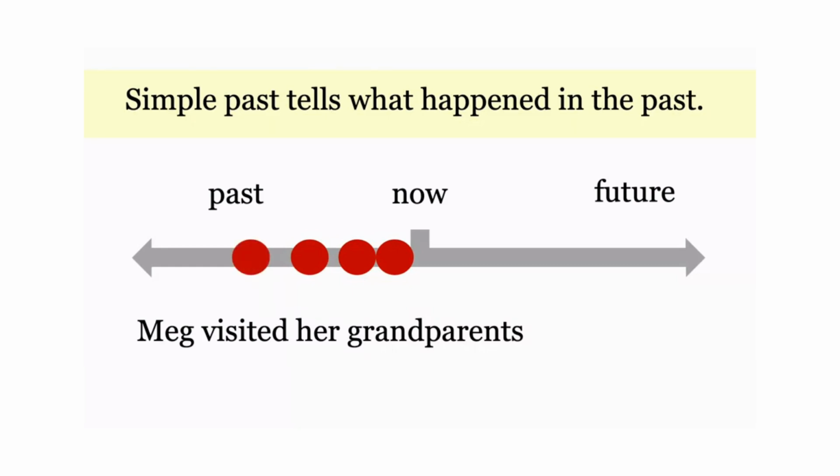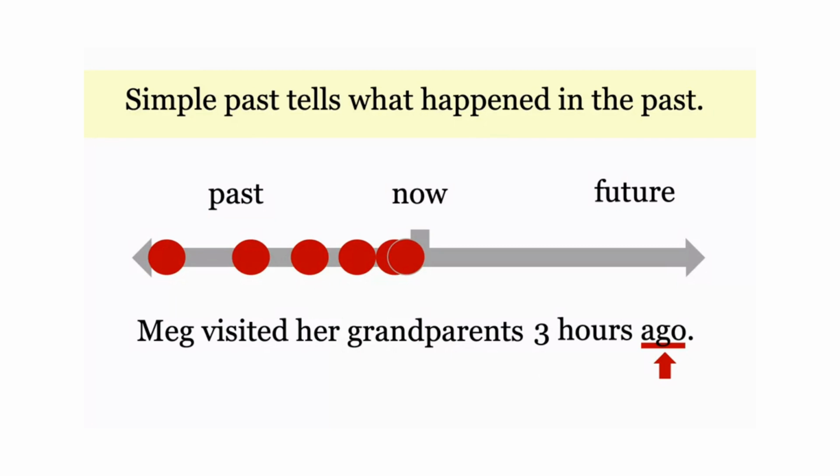This word last is a signal word for the past. We put it with another time, last week, last month, last year. Meg visited her grandparents 3 years ago. Now, this ago is the signal that tells us it happened in the past. And we can use ago with a long time, like 3 years ago, or we could say Meg visited her grandparents 3 hours ago. Ago signals that it happened in the past.